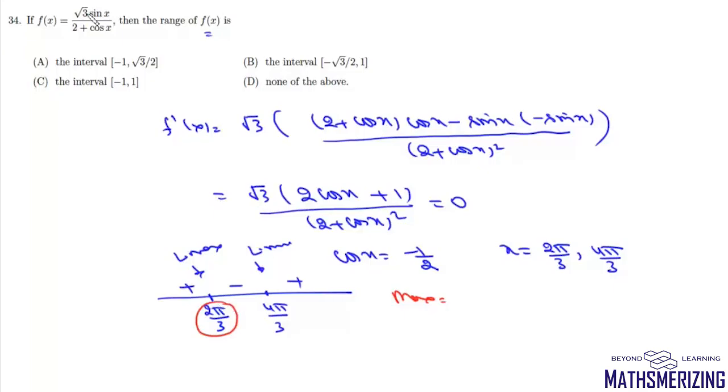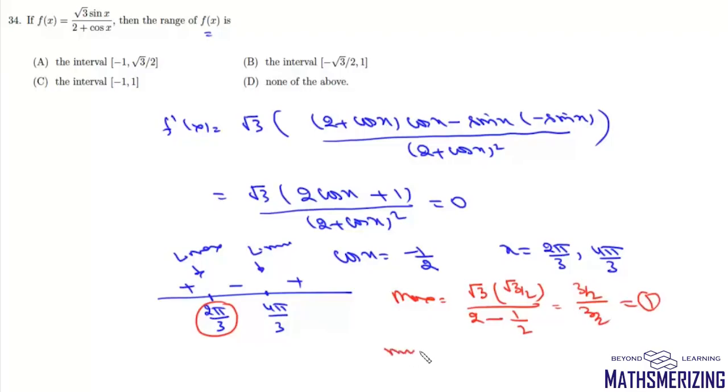Now we'll put x as 2 pi by 3, it'll be root 3. Now sine 2 pi by 3 is root 3 by 2 and this is 2, and then cos 2 pi by 3 is simply minus 1 by 2. So we'll get this as 3 by 2 upon 3 by 2. So maximum value is 1.